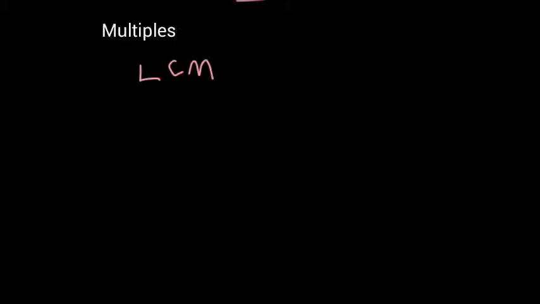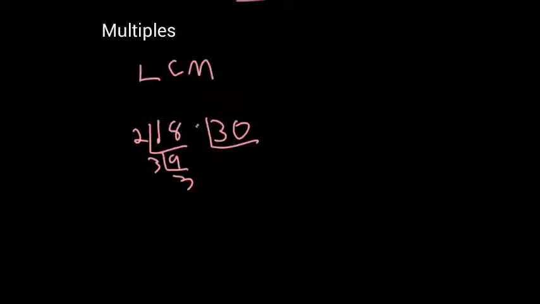So let's say we have two numbers. Let's go with 18 and 30. So here's where going back to the factoring and Venn diagram is going to come into use. So 18 is 2 times 9, and 9 is 3 times 3. 30 is 2 times 15, and 15 is 3 times 5.